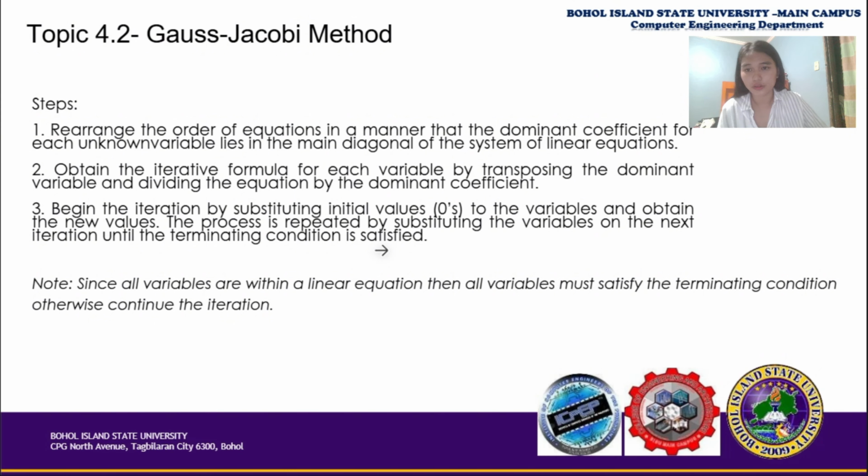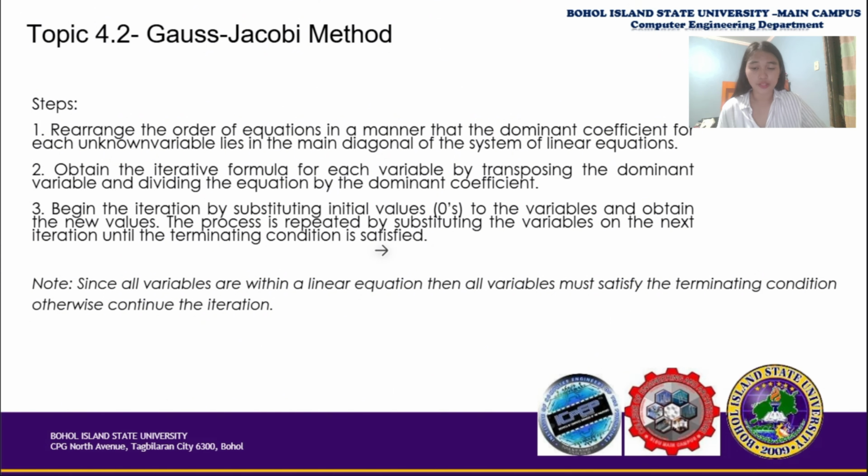Okay. Next is the Gauss-Jacobi method, the 4.2. So the steps are: rearrange the order of equations in a manner that the dominant coefficients for each unknown variable lie in the main diagonal of the system of linear equations. Obtain the iterative formula for each variable by transposing the dominant variable and dividing the equation by the dominant coefficient. Lastly, begin the iteration by substituting initial values to the variables and obtain the new values. The process is repeated by substituting the variables on the next iteration until the terminating condition is satisfied.